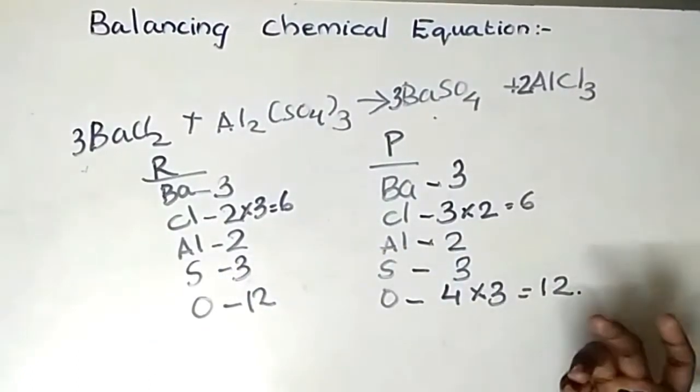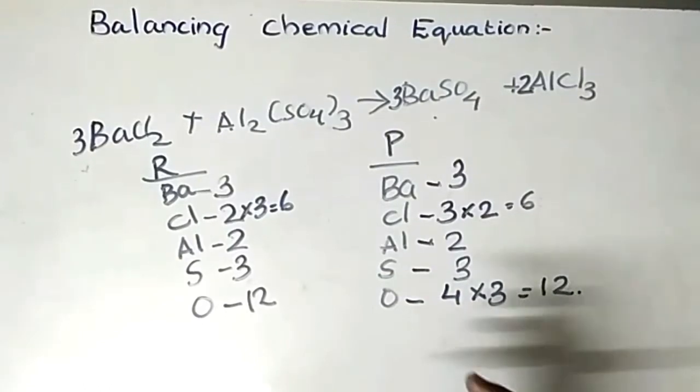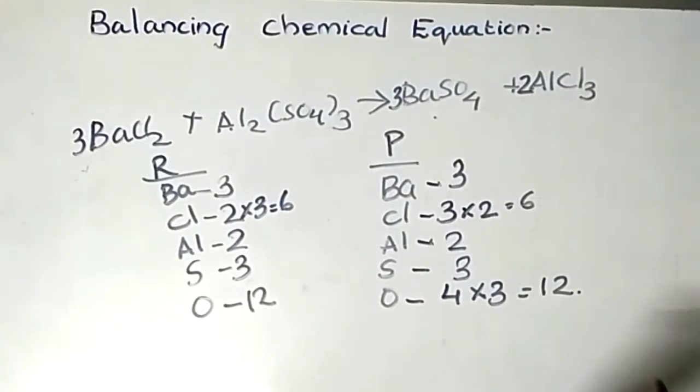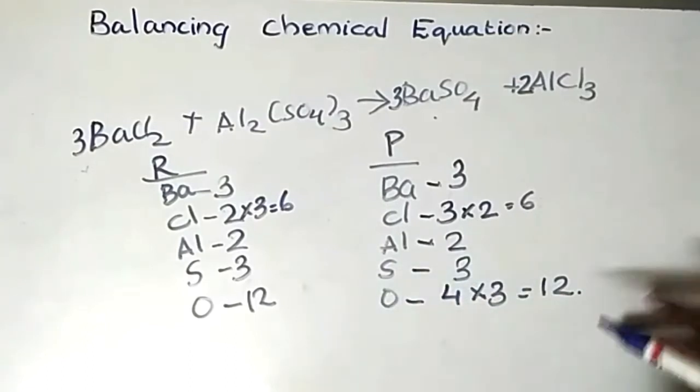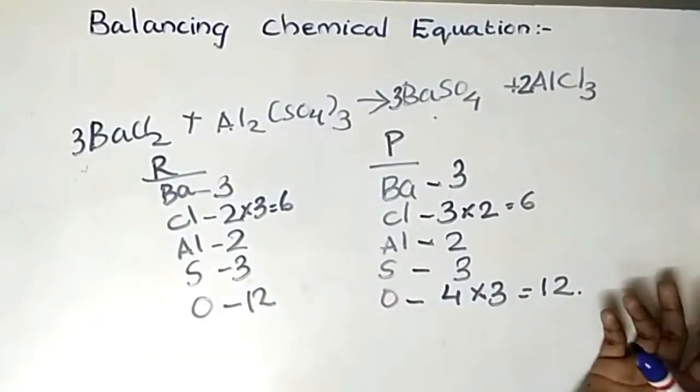The hit and trial method sometimes takes time or causes a little confusion, but I think this is the simplest way. If you have any doubts, comment below. So this equation is balanced; the number of atoms in the reactant side and the product side becomes equal.